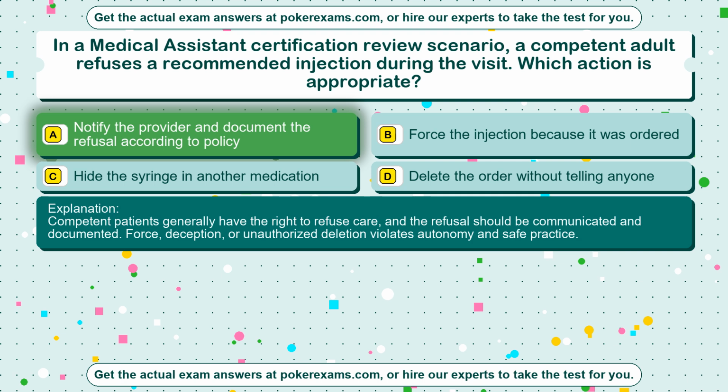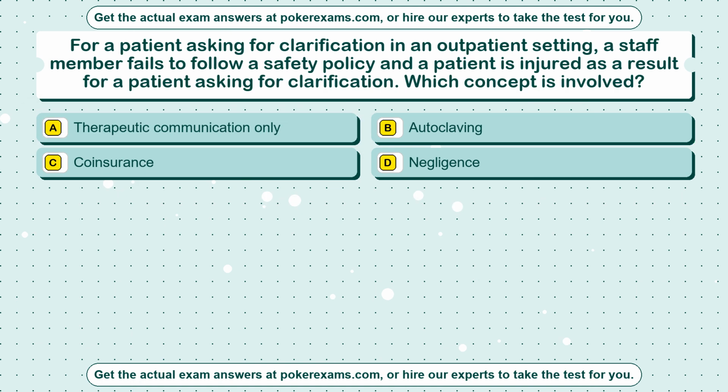Competent patients generally have the right to refuse care, and the refusal should be communicated and documented. Force, deception, or unauthorized deletion violates autonomy and safe practice. Question 78. For a patient asking for clarification in an outpatient setting, a staff member fails to follow a safety policy and a patient is injured as a result. Which concept is involved? Option A, therapeutic communication only.